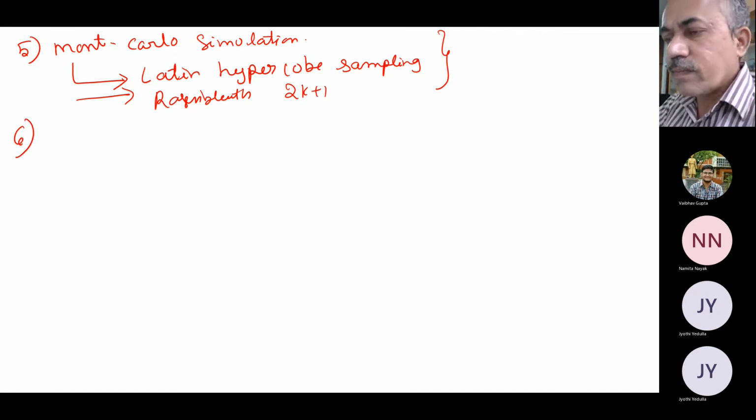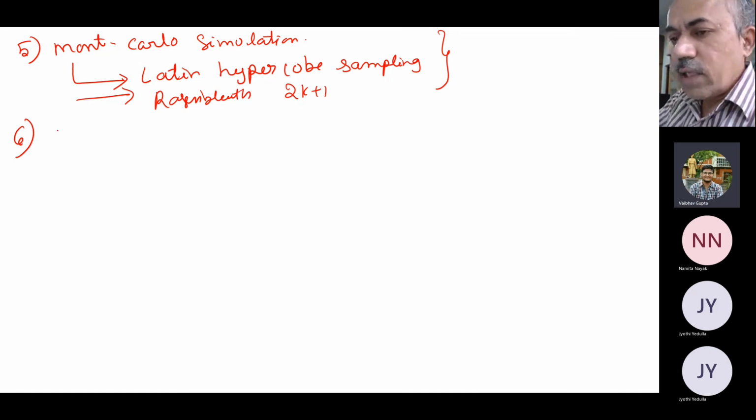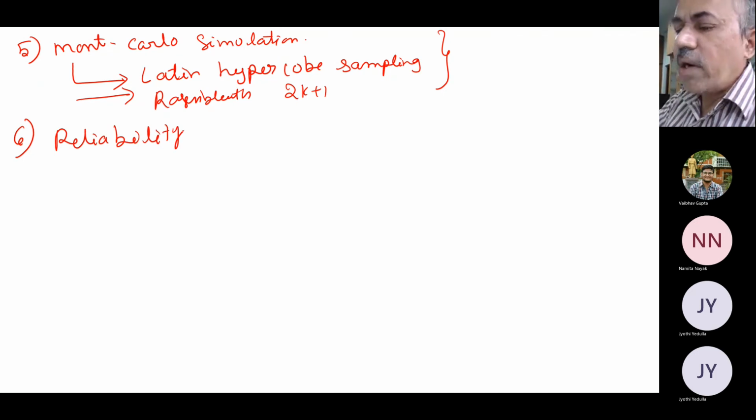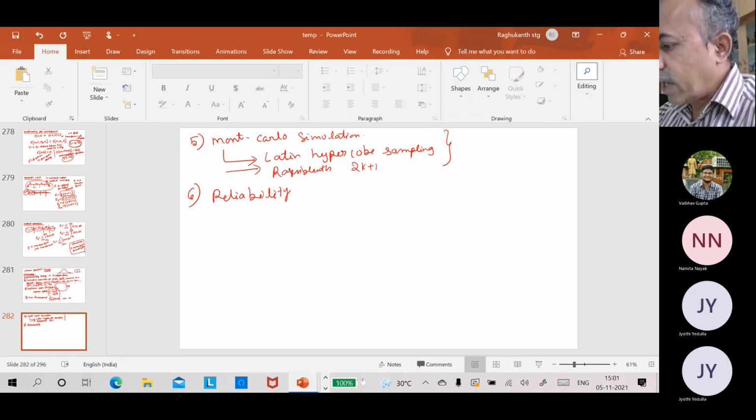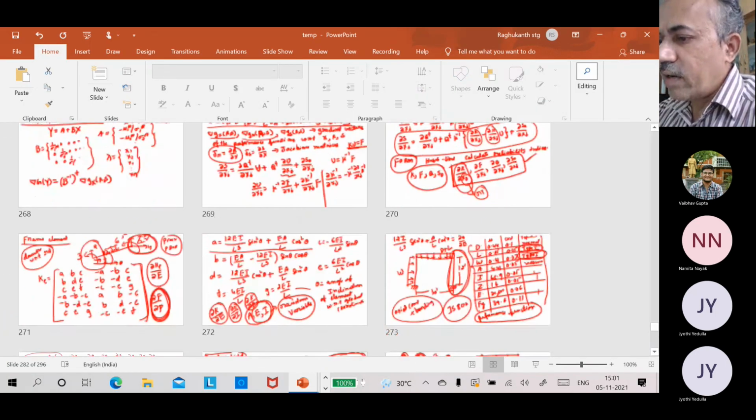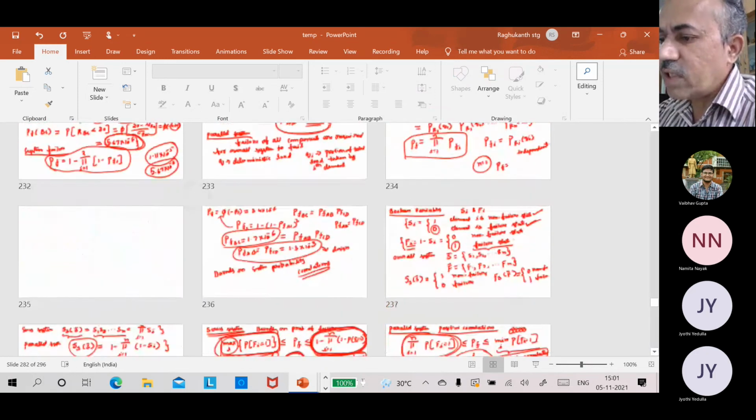Then we directly came to reliability. In reliability also we have discussed in detail. Suppose it is normal and things are linear, then the reliability calculations are... if the things are normal and linear, will your reliability calculations be easy or difficult?